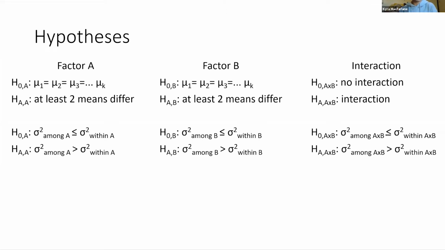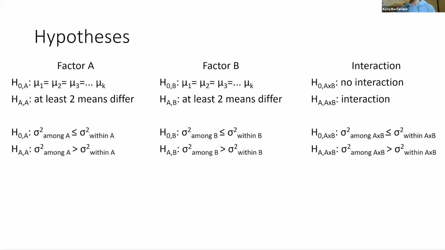Factor B is the same thing: the null is that all of the means are equal to each other by groups inside of factor B. The alternative is that at least 2 of the means differ. The practical null and alternative are the same thing as for A, except within factor B.